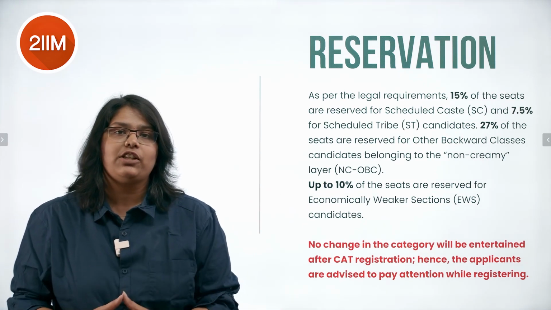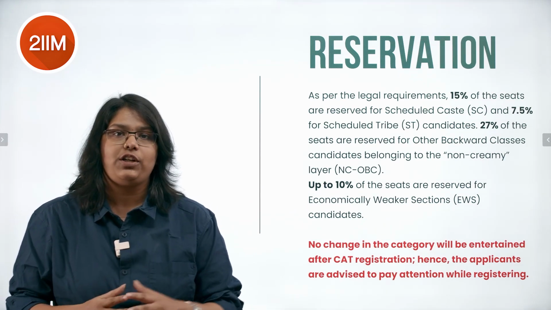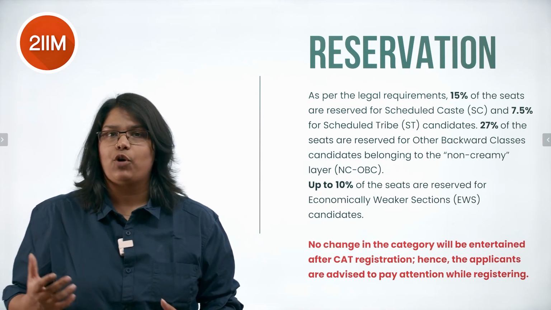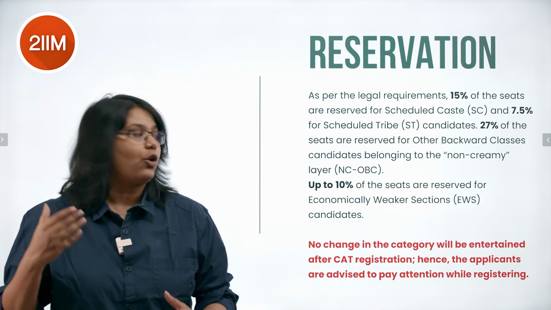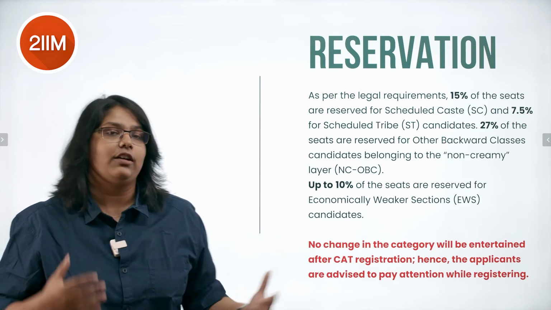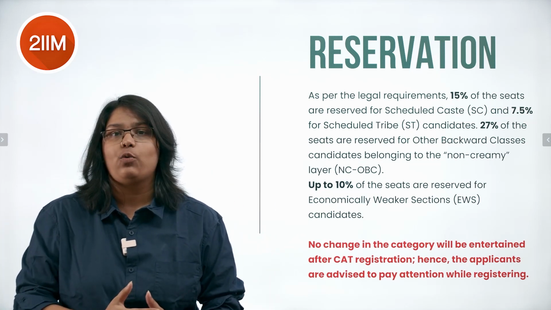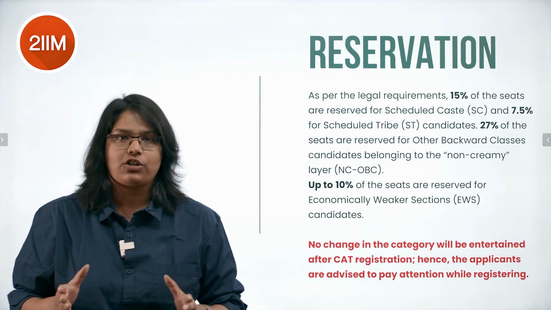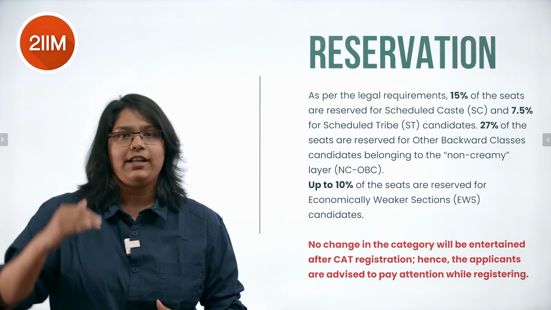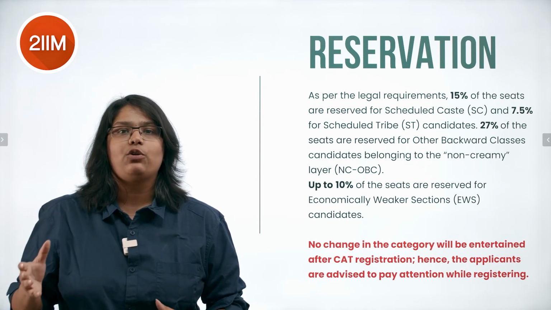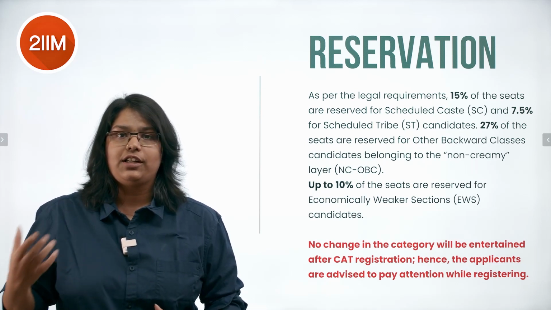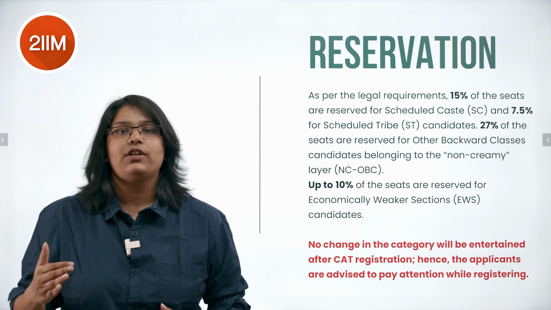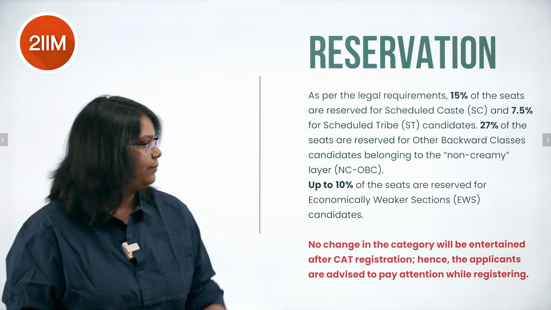Now, when it comes to reservation, a certain percentage of seats are reserved for each category. You can go through the specific details on our slide here. We've mentioned the important numbers. In addition to that, it is important to remember that the change in the category will not be entertained once you finish your application form. So while you're filling the form, be extremely cautious and ensure that you're filling in the right details, because while there will be a window to change a few details like the name and percentages, you cannot change anything when it comes to your category. So while you're filling the form for the first time, be extremely cautious.